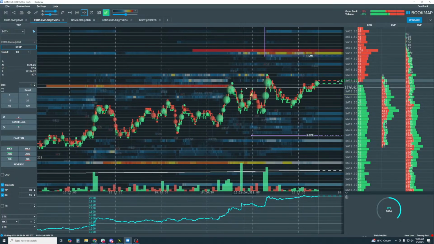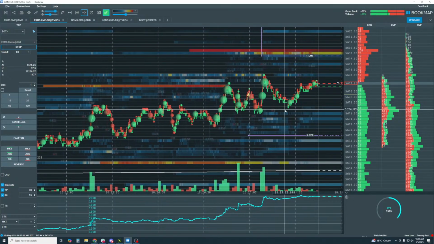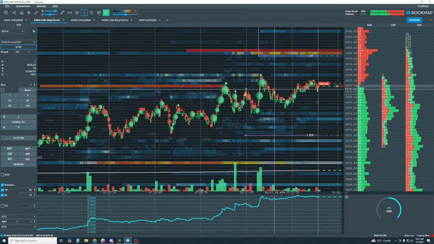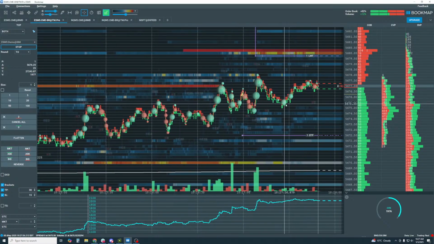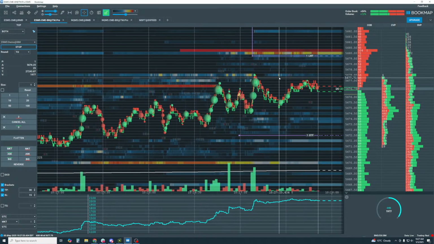Okay, it's kind of trending now. It's not a very strong trend, but it's doing it. And the pullbacks are pretty big too. But I don't see a lot of selling.